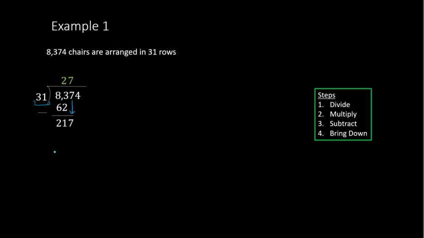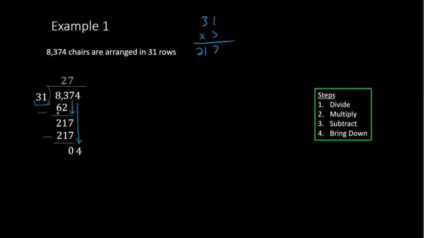So we put a 7 up here, and we do 31 times 7. So 7 times 1 is 7, 7 times 3 is 21. That gives you 217 exactly. So that goes there, and then we can subtract, and then 217 minus 217 would be 0. And then step 4 is bring down. So we bring down the 4, and then repeat the process.